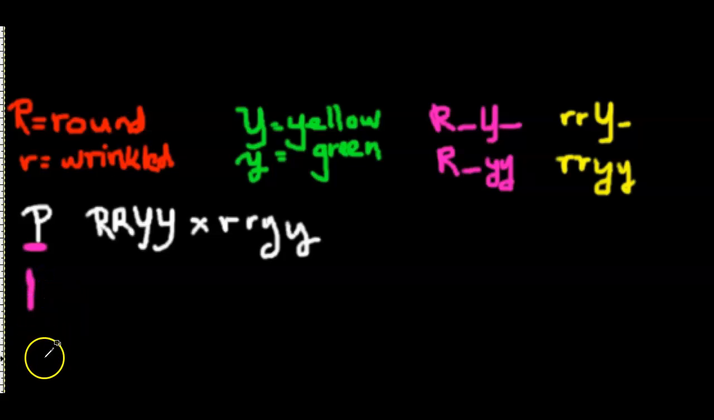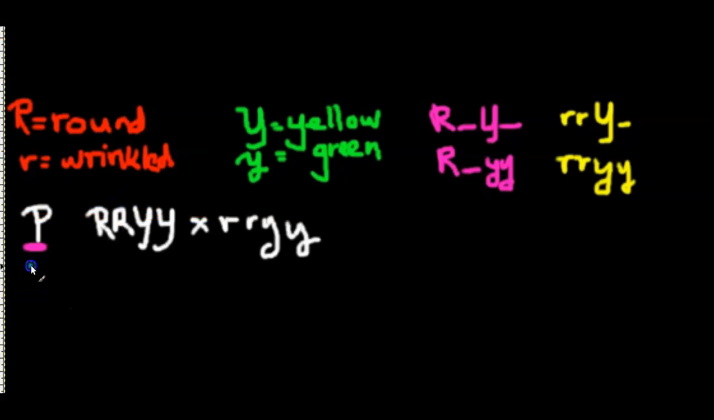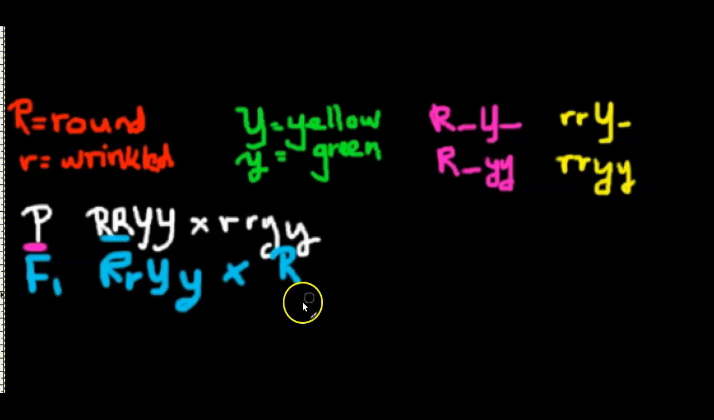Let's do a different color. F1s. This one can only give big R's. That one can only give little r's. This one can only give the dominant allele. This one can only give the recessive allele. And then what we're going to do is we're going to cross these 2. So all the offspring are going to be this. And we're going to cross 2 of the offspring. Alright, that's what we're going to do.